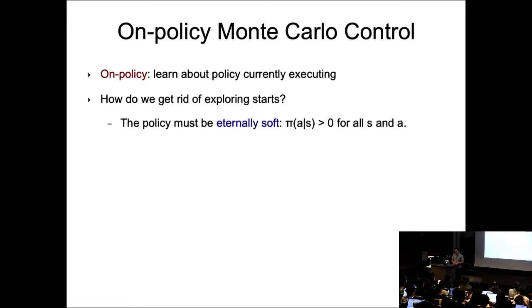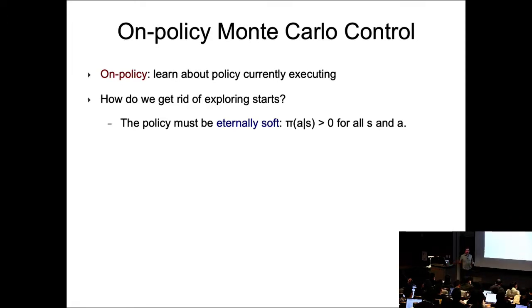Okay, now, one of the other things that we're going to talk about in this class is on-policy evaluation or on-policy control. In this case, on-policy Monte Carlo control. On-policy is basically when you want to learn about the policy you're currently executing. And how do you get rid of exploring starts?